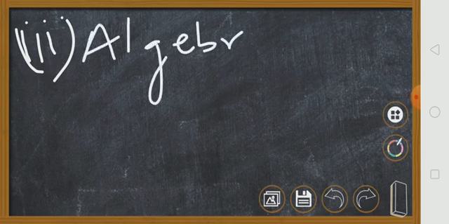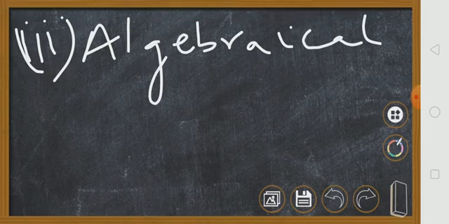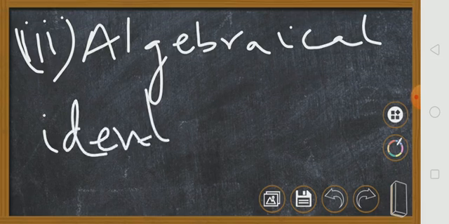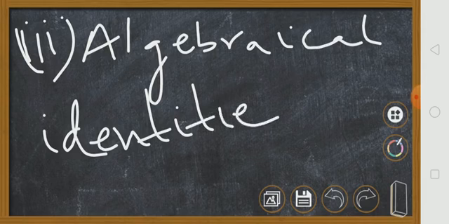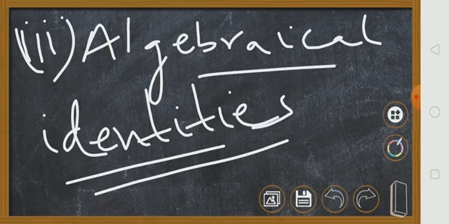Algebraical identities. Method of algebraical identities. Is it clear? Now you see from here you have to know some of the formulas.